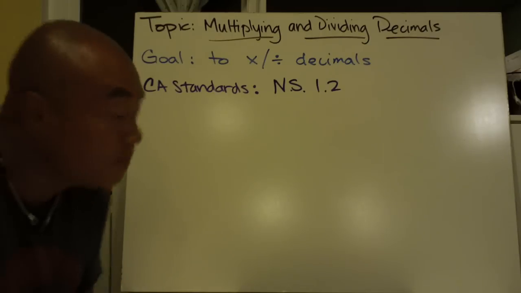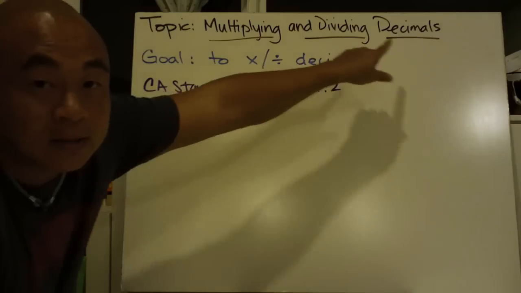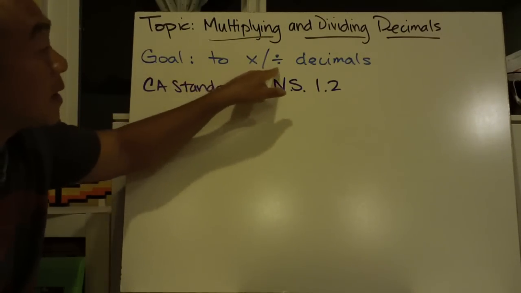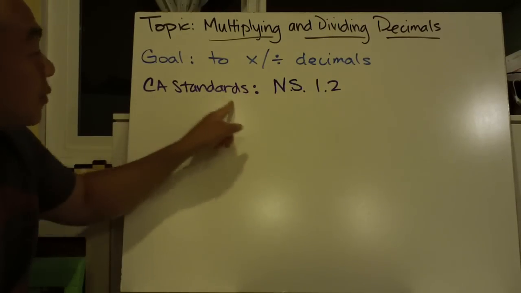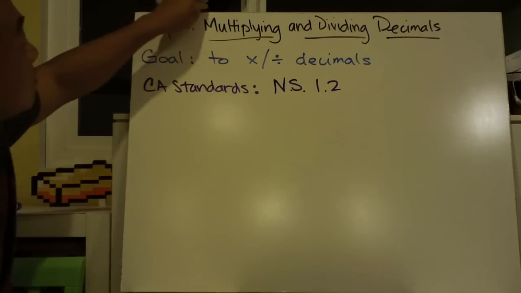Hi, Mr. Ko here again, and today's topic is multiplying and dividing decimals. Our goal for today is to multiply and divide decimals. Our California standards that we're going to cover today is number sense 1.2.